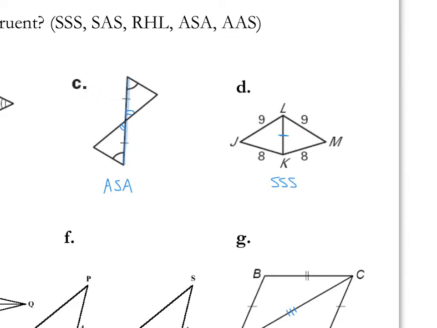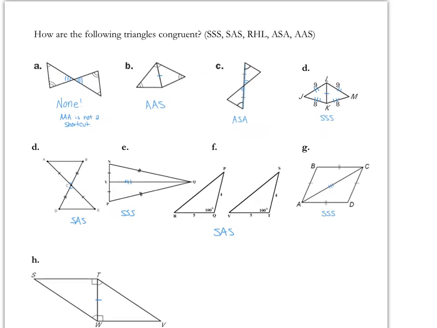Part D, you already knew that these 2 were congruent and these 2 were congruent. So you know 8s are congruent and 9s are congruent, and then the middle is a reflexive, so that would be side, side, side. For the next one, I could put in vertical, so that means your two sides have an angle in between them, so that's side angle side. We have a reflexive in the middle on E, so that means it's side, side, side.